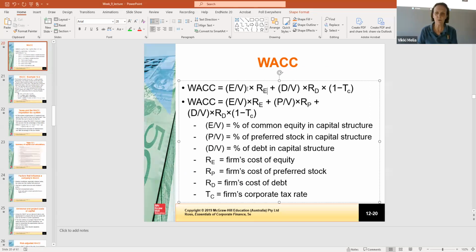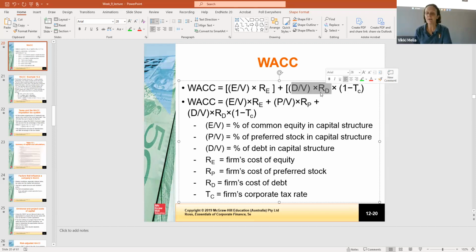And in fact, we should really put brackets around that. So the weight of equity multiplied by the cost of equity, plus the weight of debt multiplied by the cost of debt, but we want to measure the cost of debt after tax because the interest will allow us to save a little bit of tax. So we multiply by 1 minus the company tax rate. So this formula across the top is the formula if the company just has ordinary shares and debt.